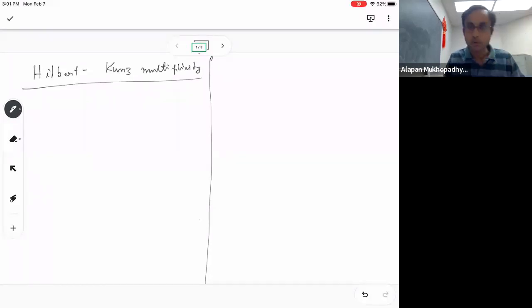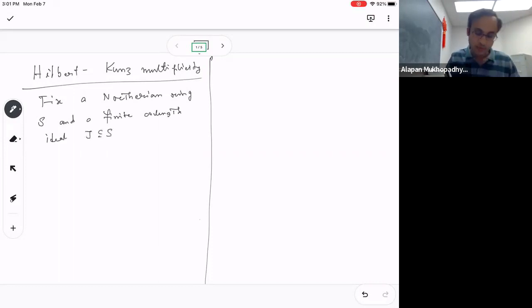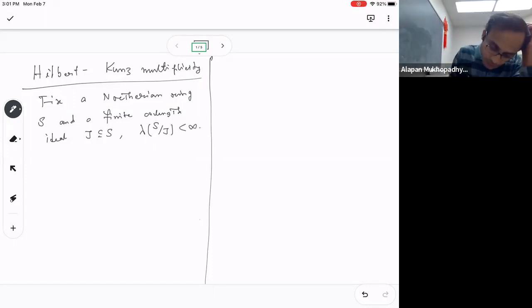It's a multiplicity theory in positive characteristic. Our setup is this. Fix a Noetherian ring S and a finite colength ideal J inside S. By finite colength, I just mean that the length of S mod J is finite. Monsky has shown the following.